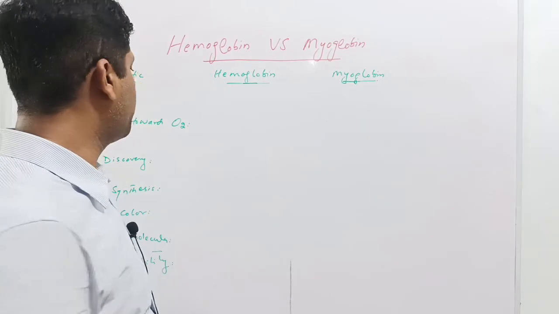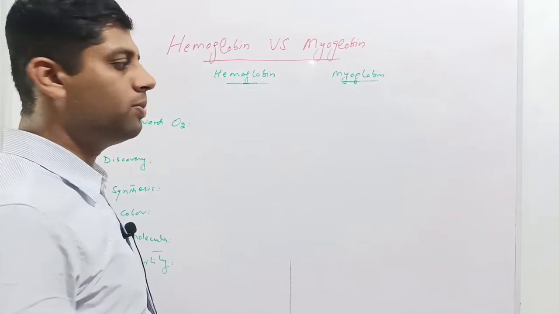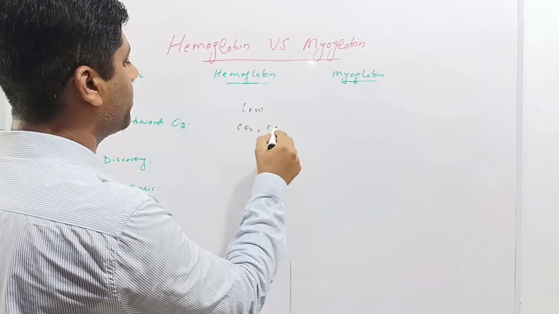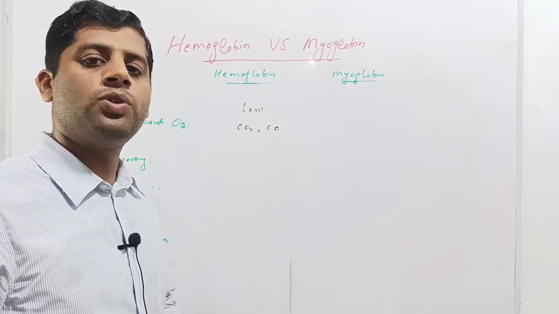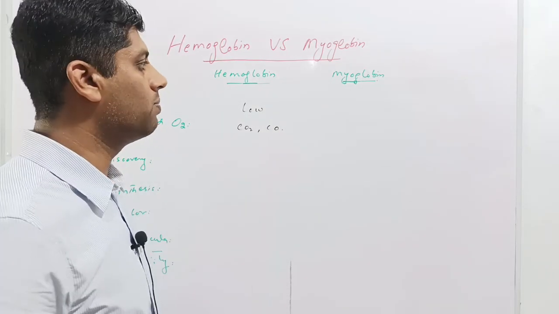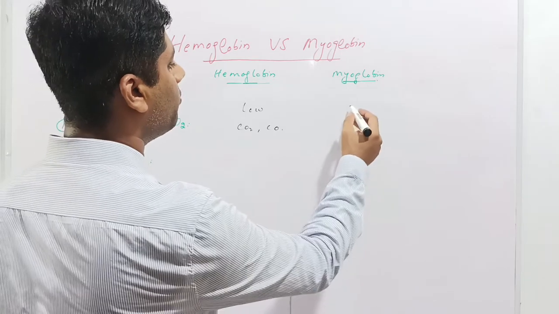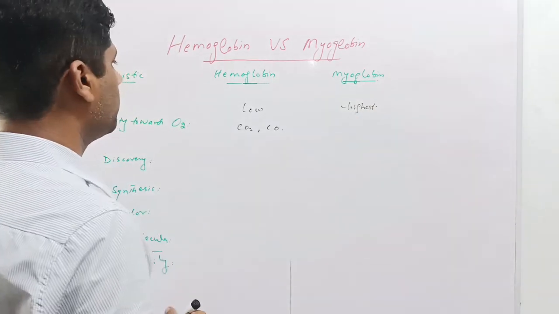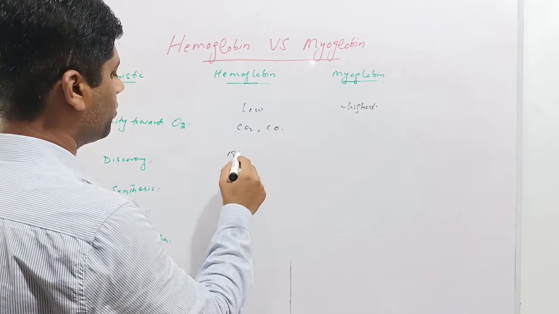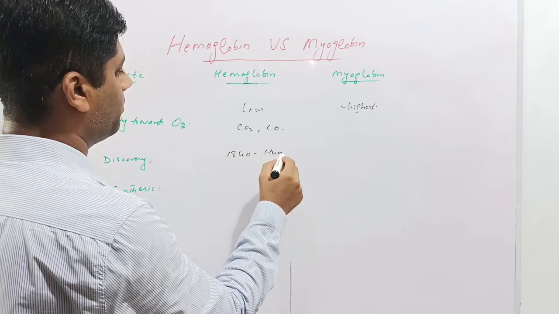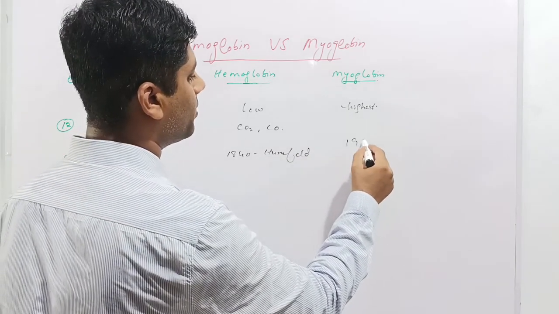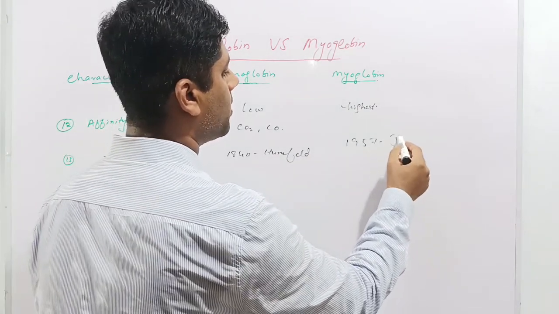Next difference is the affinity towards oxygen. Hemoglobin has low affinity towards oxygen because it also binds to the carbon dioxide and carbon monoxide. Therefore, hemoglobin shows low affinity towards oxygen as compared to the myoglobin. In case of myoglobin, the affinity towards oxygen is highest. The hemoglobin was discovered in 1840 by Hunefeld, while the myoglobin was discovered in 1957 by John Kendrew.